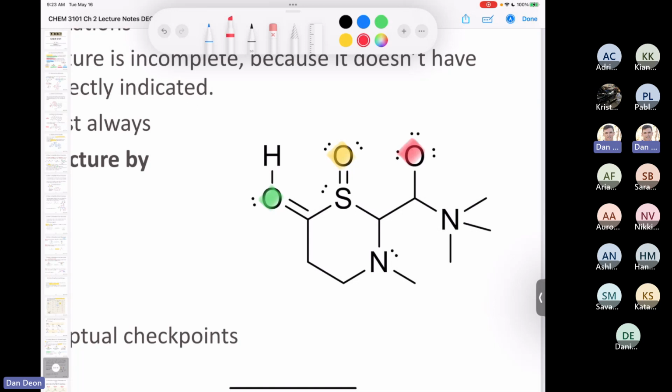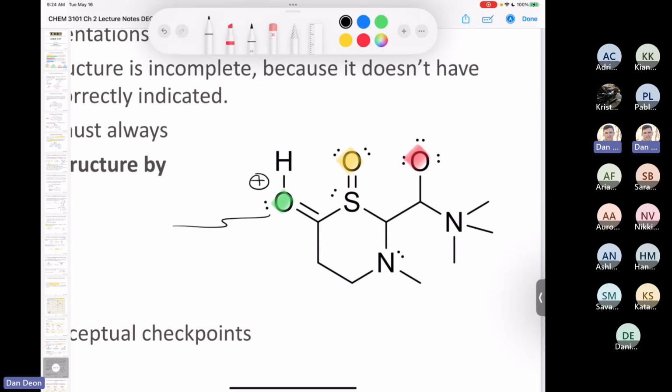Do any of these oxygen atoms have a formal charge? Could anybody identify the color of the oxygen and what its formal charge would be? I'll give you a clue. So there are some formal charges in here. Yeah. So somebody says the oxygen in green has a +1 charge. I would agree with that. Right, the oxygen in green does have a +1 charge.